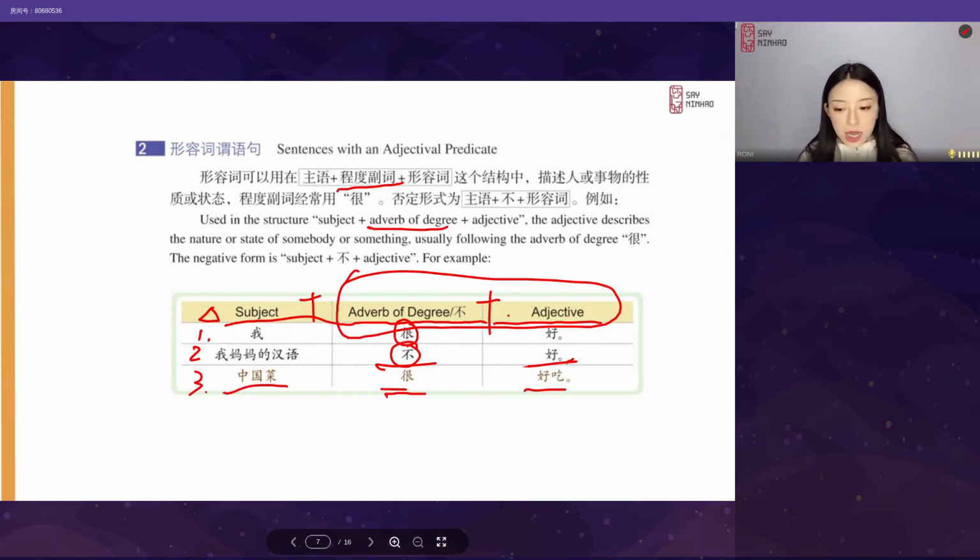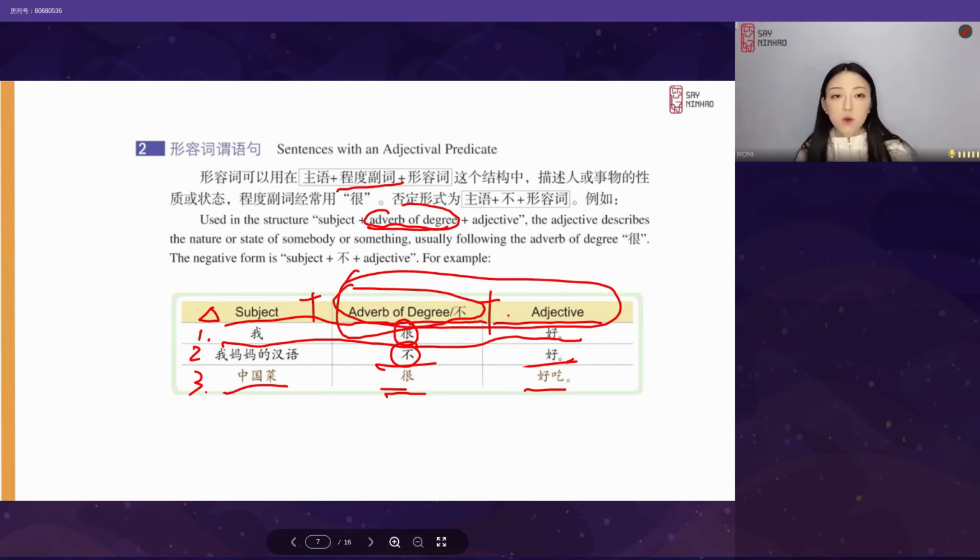And pay attention. There must be an adverb of degree before the adjective when you want the adjective to act as a predicate. For example, like this. 我很好. I am very good. You cannot say 我好 in Chinese. That is not right. You must put an adverb of degree before the adjective 好. You can say 我很好 instead of 我好. Okay? This is the sentences with an adjectival predicate. Really easy. Just pay attention to the adverb of degree or the 不.